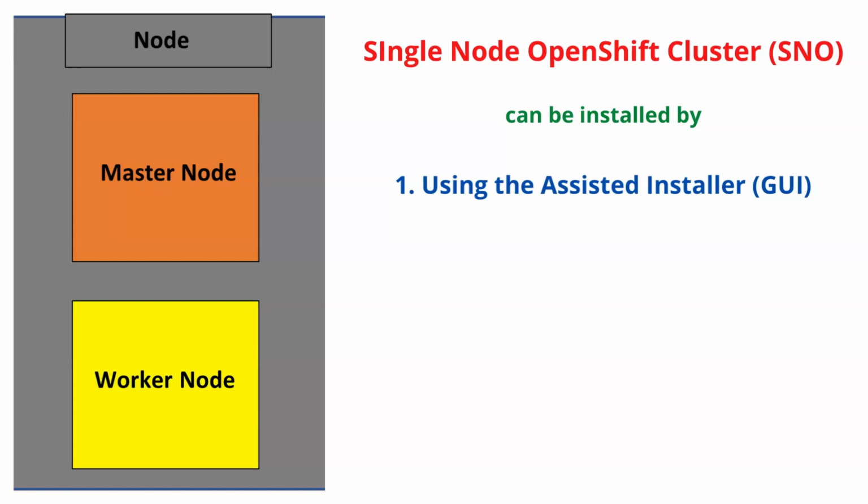The assisted installer is a GUI that makes the provisioning or the installation of the OpenShift cluster easier. To use the assisted installer, you need to log into console.redhat.com. You can easily create a Red Hat developer account if you don't have any. This SNO installation method can be used in a production environment.